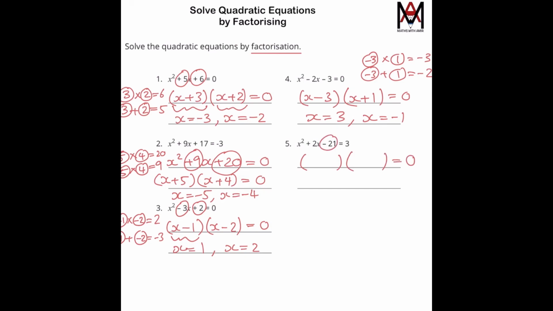The next one. So two numbers multiplied together to give us negative 21. It's got to be 3 and 7, but that's not equal to 0, so we've got to bring that to the left hand side. Now, those two numbers got to be negative 4 and positive 6.